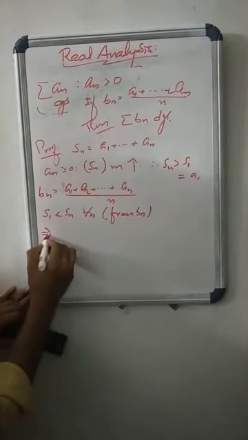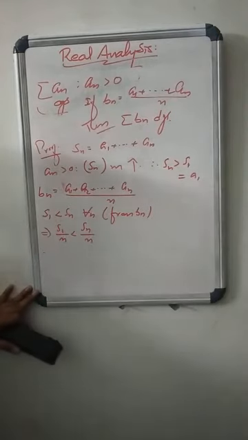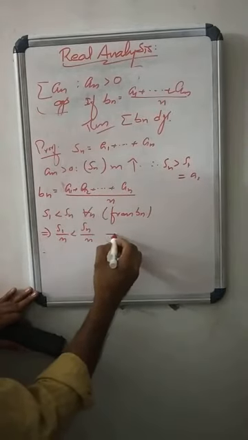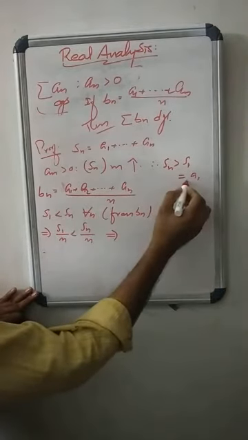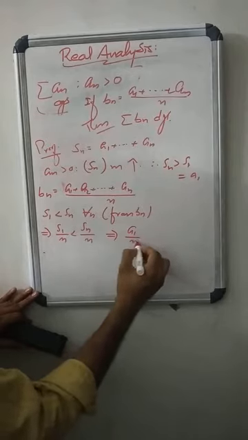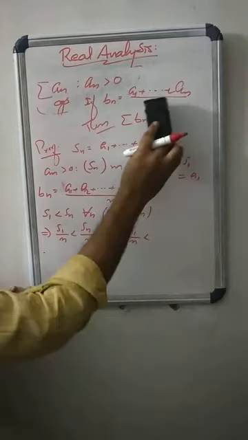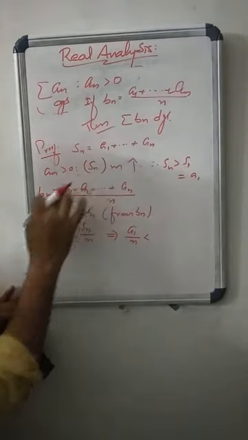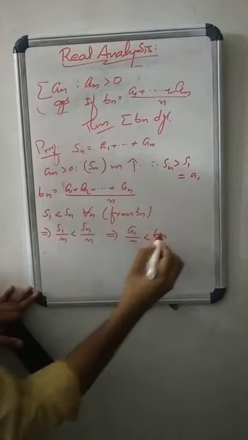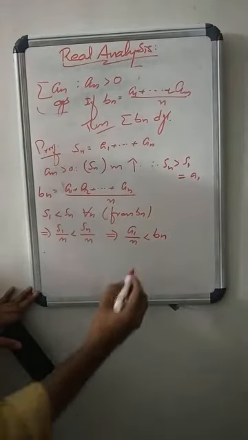That means S1/n is strictly less than Sn/n. What is S1? S1 is A1. So A1/n is strictly less than Sn/n. What is Sn/n? Sn means A1 plus A2 plus etc. plus An. So Sn/n is Bn. So A1/n is strictly less than Bn.